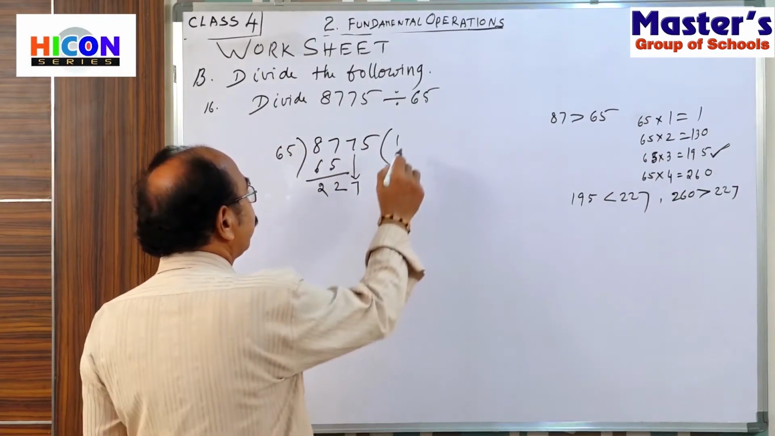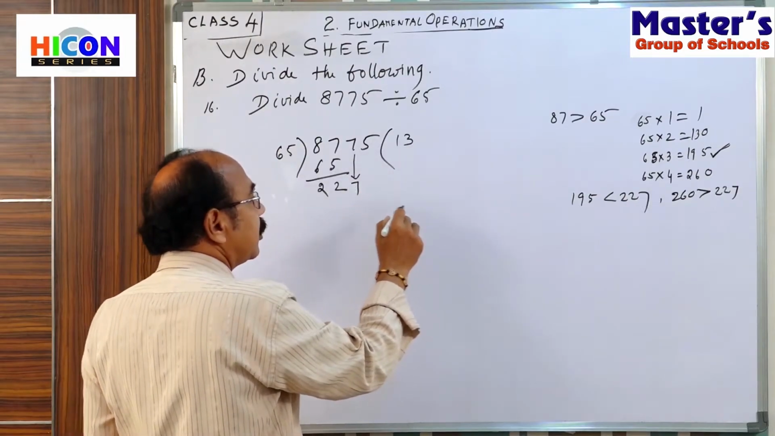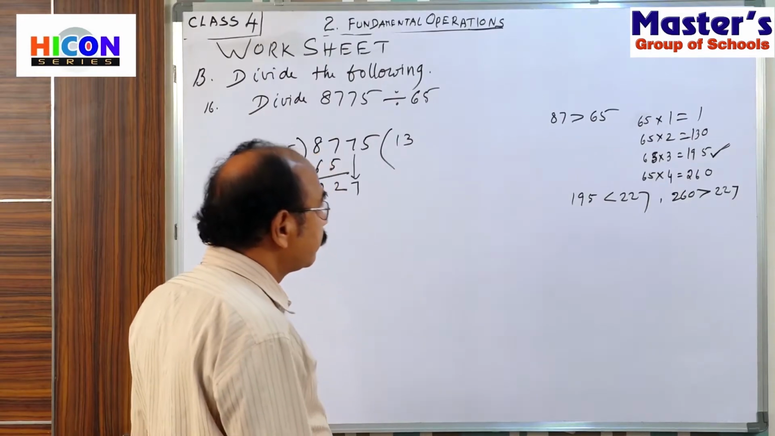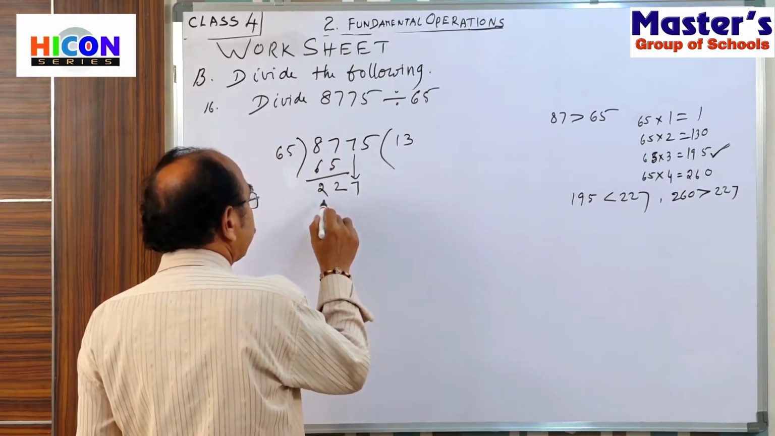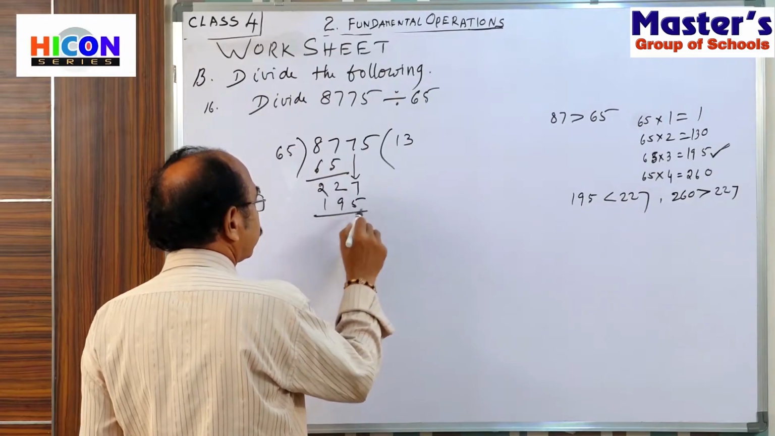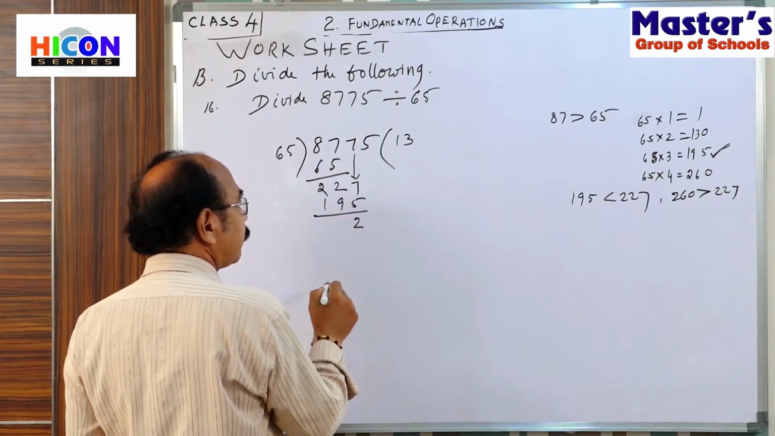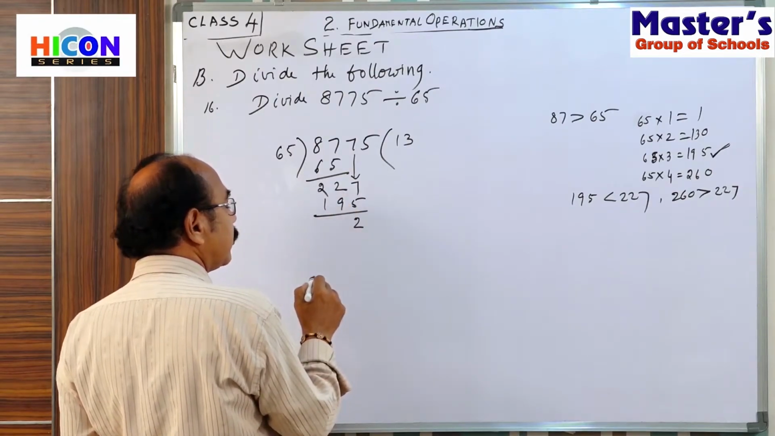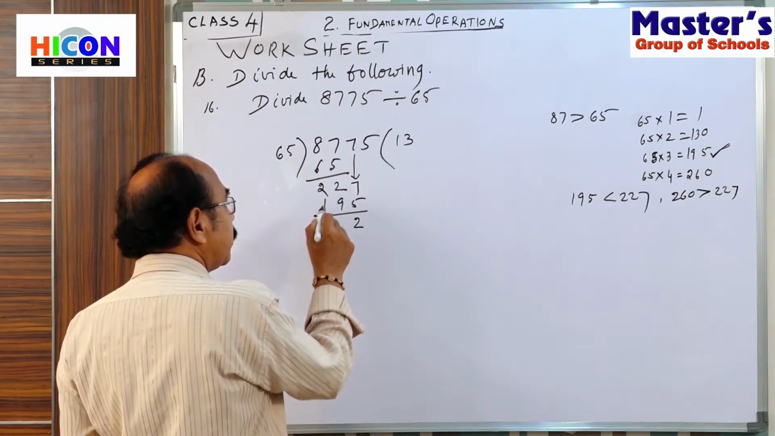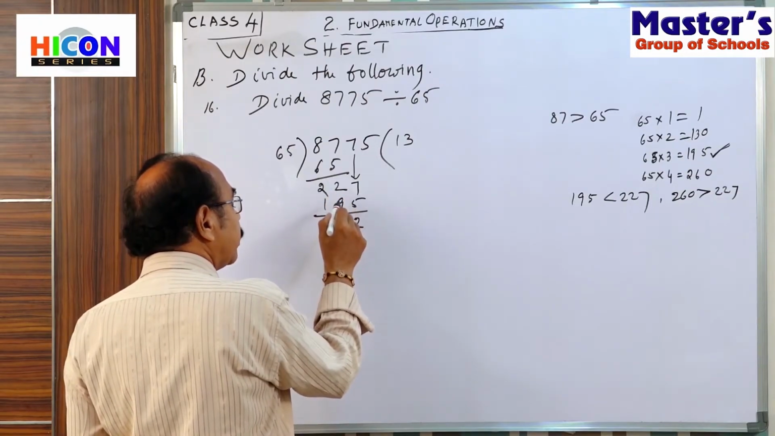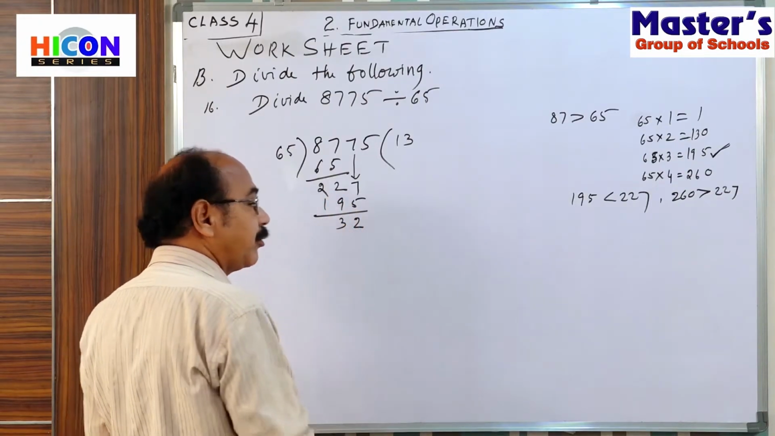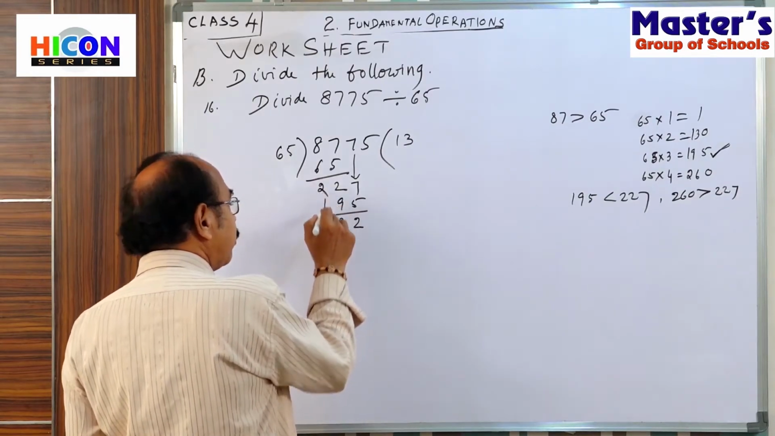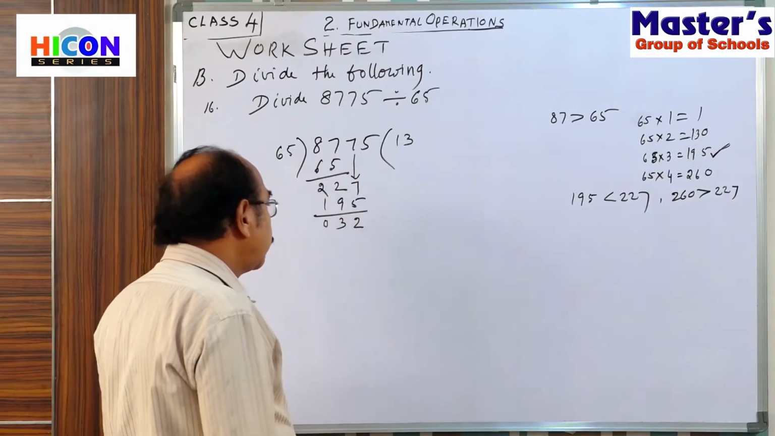Right children, here 65 threes are 195. Subtract. 7 minus 5, 2. Okay. Here 2 minus 9 not possible, no? Borrow from its before place. Then 2 becomes 12. 12 minus 9, 3. Here 1 is there now because 2 gave, or 1 minus 1. 32.